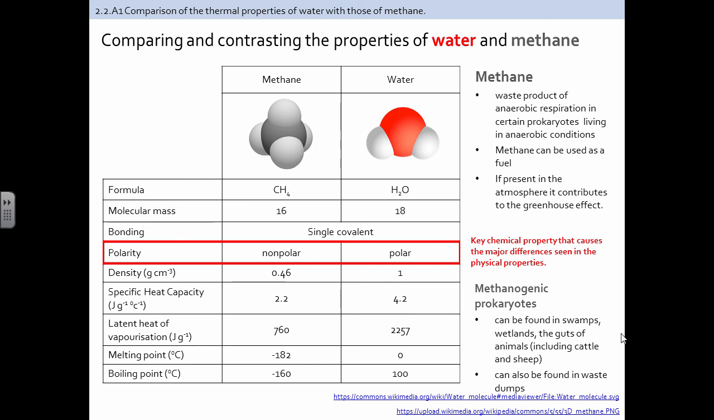for water. In other words, it takes a lot more energy to convert water from a liquid to a gas than it does to convert methane from a liquid to a gas. Notice that the boiling point of water is much, much higher than it is for methane, and that the melting point for methane is extraordinarily low.